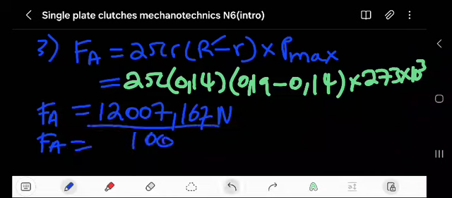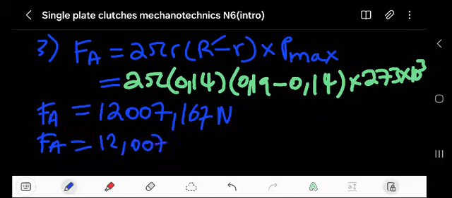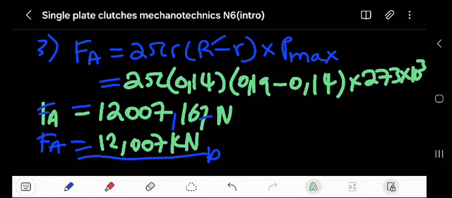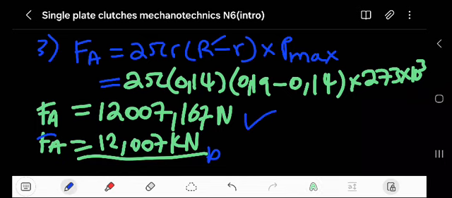If you want it in kilo, divide this by 1,000, which will be 12,007 kilonewton. It's up to you. As you can see, you either leave it here or here. It's one and the same thing. So we are done with that.